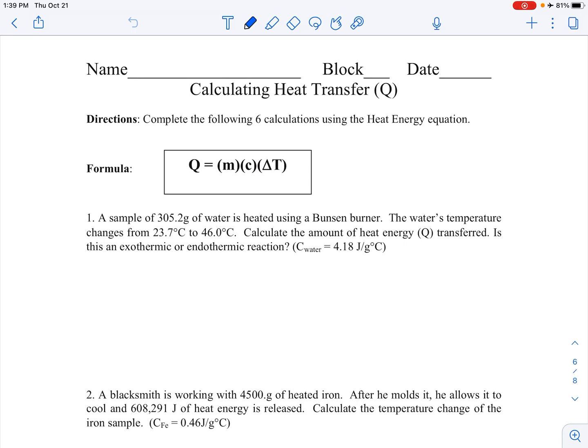Okay, Q equals mc delta T. Q is our heat, m is mass, c is specific heat. If it's water, it's found on reference table B. If it's another substance, it'll be in the question. Delta T is change in temperature. Remember that delta T is T final minus T initial.